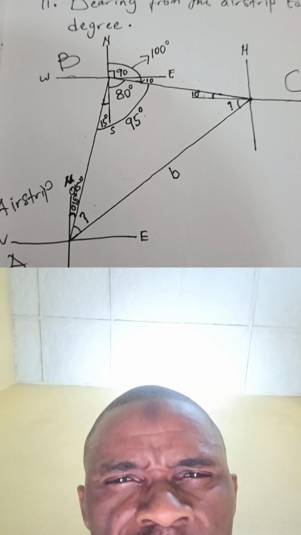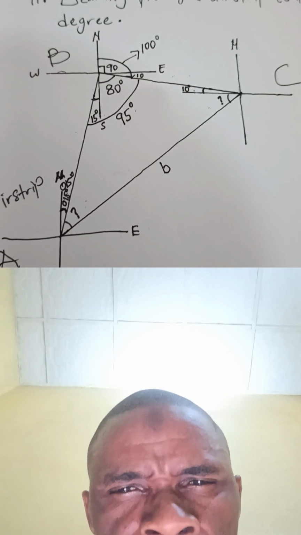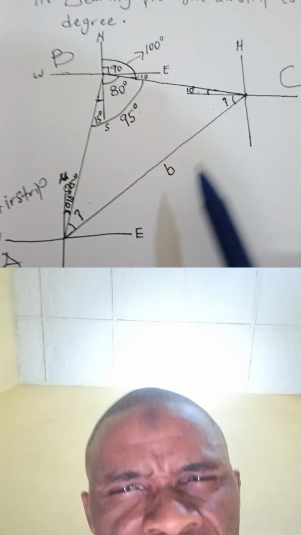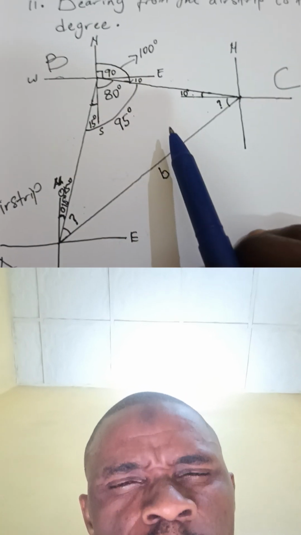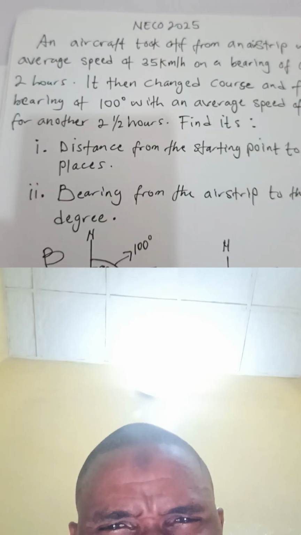For those of us that have not watched the first video, I explained how this movement, or the triangle, was drawn, how this bearing was drawn. This is the question once again.